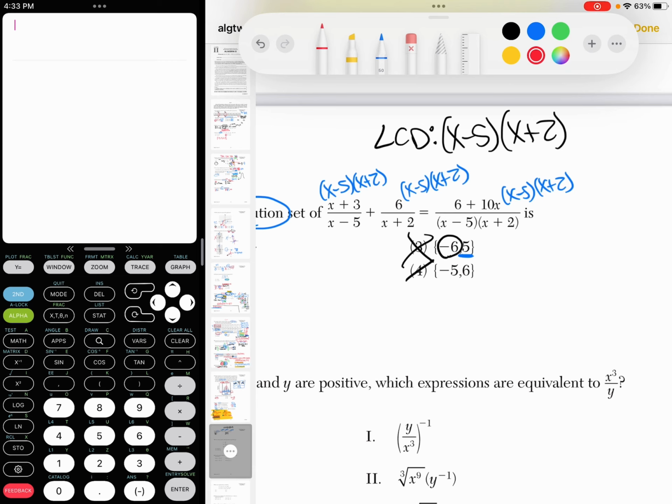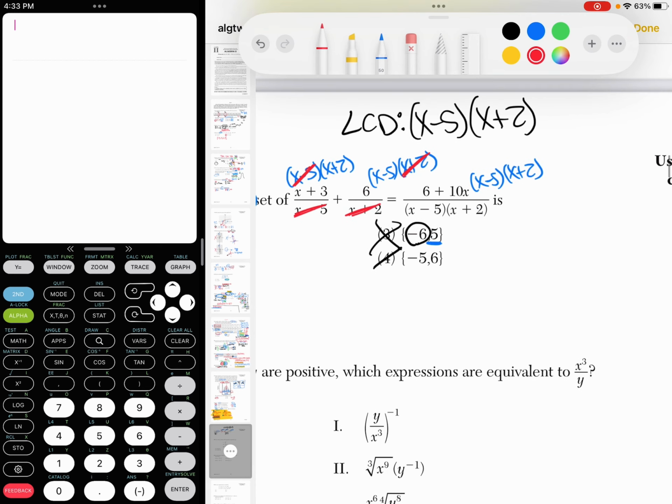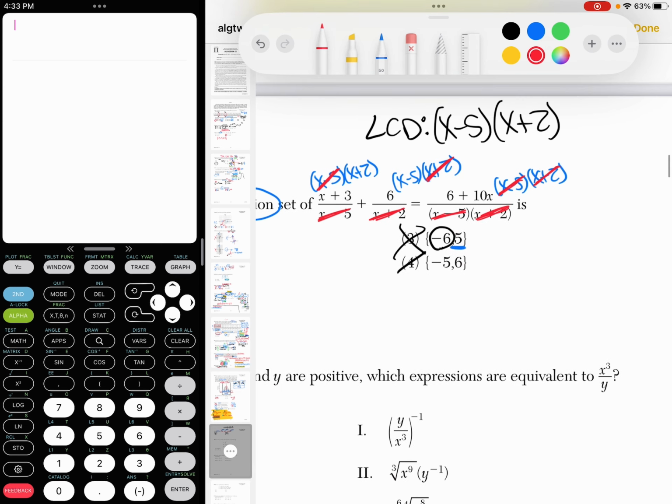When I multiply this first one by x minus 5, I have an x minus 5 in the top and the bottom, and those cancel. The next one, I have the x plus 2 and x plus 2. Those are going to cancel. And on my third fraction, the x minus 5 cancels with the x minus 5, and the x plus 2's cancel as well. So notice what happened. No more denominators. They're completely gone.